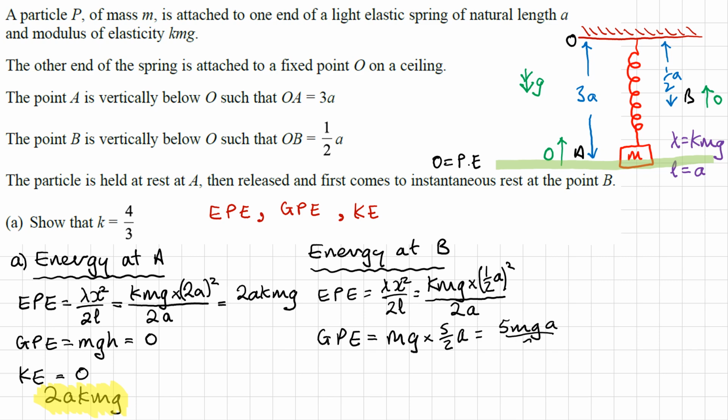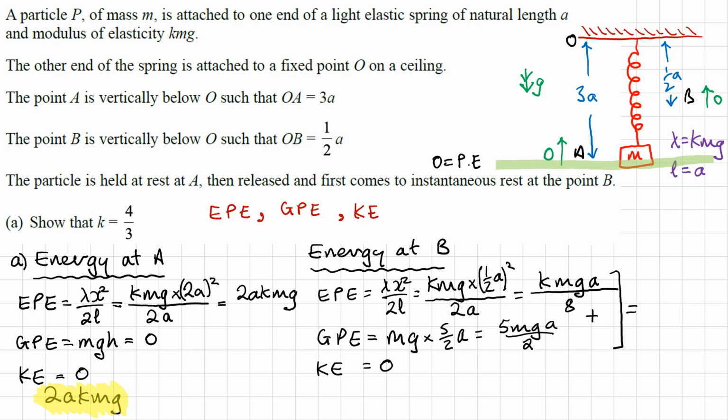I guess I could simplify the elastic potential energy while I'm at it. So what am I going to have here? A quarter a squared divided by 2a. So I'll have a quarter divided by 2, which is going to be an eighth. One of the a's is going to cancel out, so I'll have 8 at the bottom, and I will be left with kmga in the numerator. And kinetic energy, because it's when it comes to instantaneous rest, that is still going to be 0 as before. So let's have a look at the total energy at the end. So that's going to be these added together, and let's do that to see what we get.